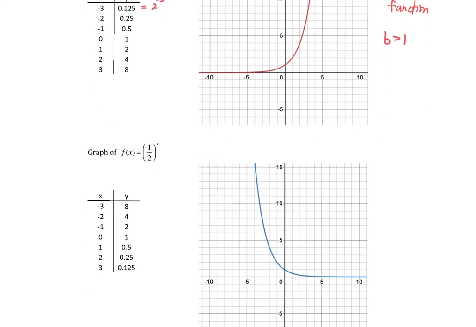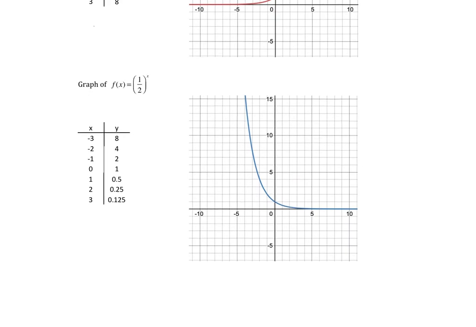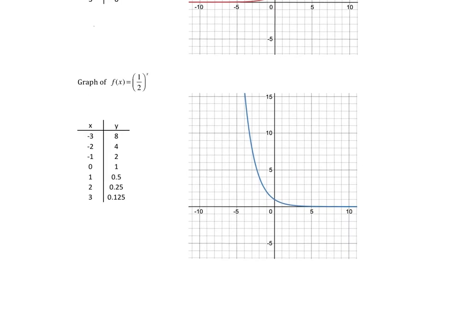Let's take a look at another example. Let's look at a different example over here. This time our base b is equal to 1/2. So we can see that right here. And again, we create a table of values. So this time I'm going to have my x values still range from -3 to 3. And I'm going to insert each of those values into my exponential function and look at the output values over here.